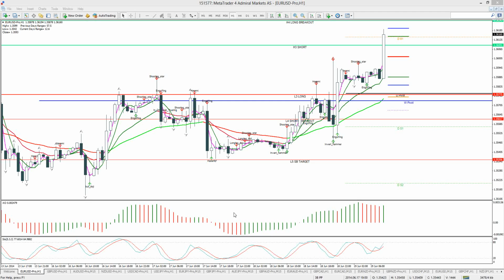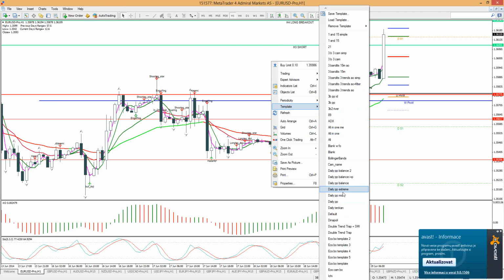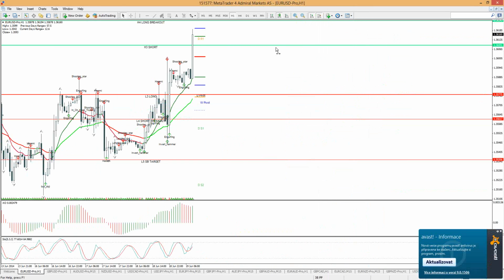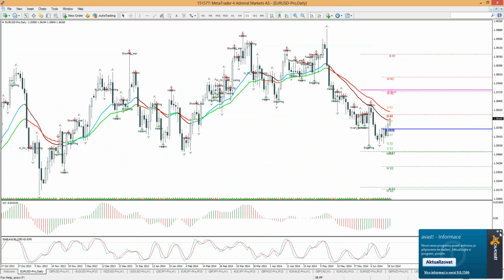So regarding the Eurodollar, let me get rid of this template quickly. Let's take a look here.